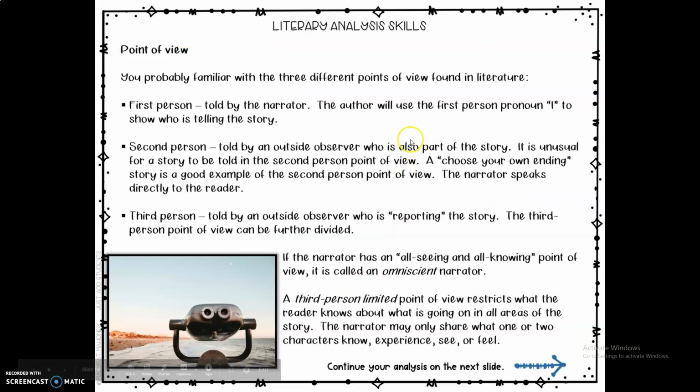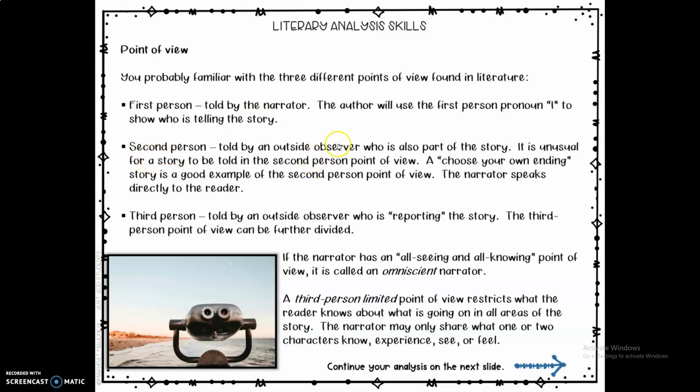When you're finished with that, you're going to move on to literary analysis skills, point of view. So you're probably familiar with the 3 different points of view found in literature. First person, told by the narrator. The author will use the first person pronoun I to show who is telling the story. An example of this would be Twilight, or The Hunger Games, or The Fault in Our Stars.